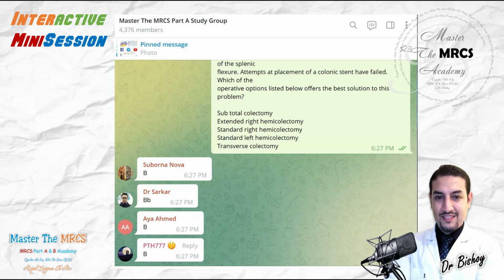So the extended right hemicolectomy, different from the standard right hemicolectomy, will involve the splenic flexure as well. The standard right hemicolectomy will involve only the colonic division to the right of the middle colic vessel, while the extended right hemicolectomy will involve division of the middle colic vessels and as well the splenic flexure.